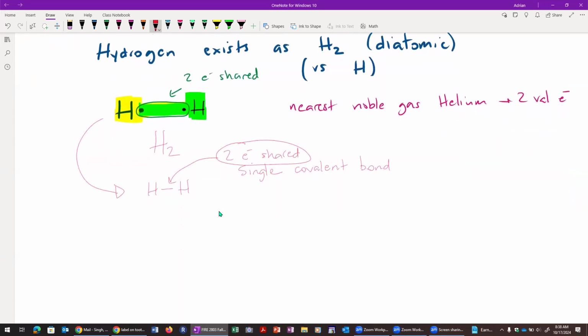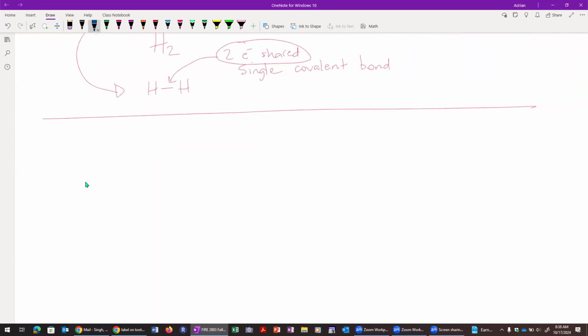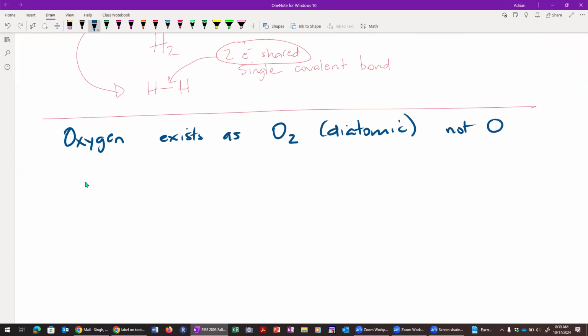If you take a look at maybe a couple other ones, we can maybe make some other conclusions. So let's take a look at, let's do oxygen. Okay, so oxygen, you probably know, exists under normal conditions as O2, which is also diatomic. Okay, not O. So when you breathe in air, the air has oxygen in it. It exists as O2. So why does it exist as O2 rather than O?